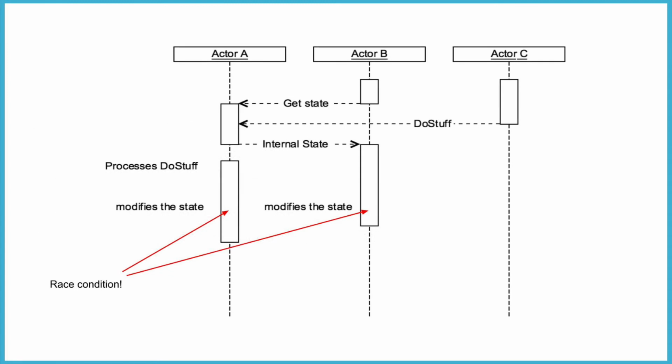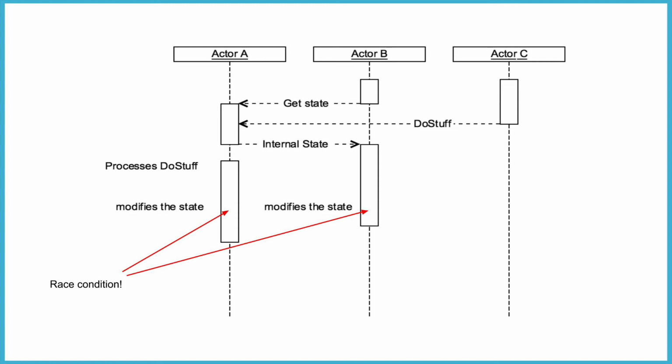Here is an illustration that shows how exposing an actor's internal state can introduce race conditions. Here are three actors on this diagram: actor A, actor B, and actor C. First, actor B sends a getState message to actor A and expects its internal state in return. After that, actor C also sends a message to actor A that makes it run a command.